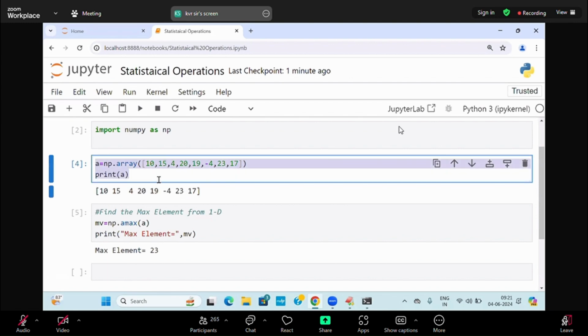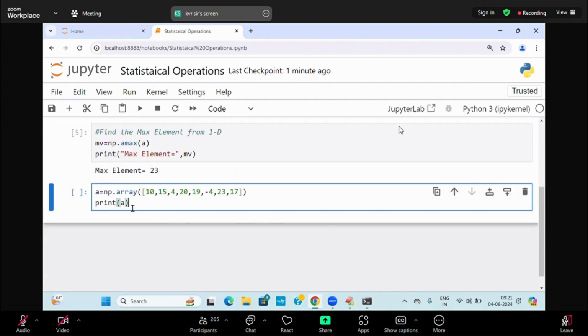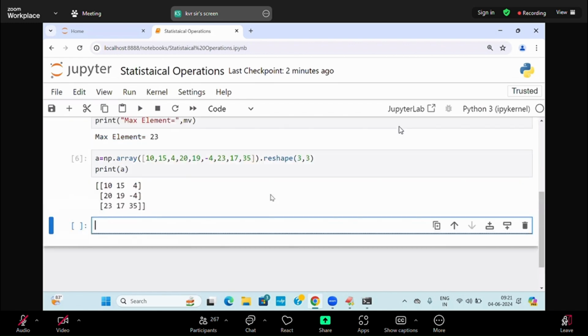Let me take 2D max also. I want to find out 2D max. So here the elements are 10, 15, like that. You take one more element, 20. Already 20 is there. You take 15. 15 is already there. You take some 35, for example. And I will do reshape of 3 comma 3. This is my matrix.